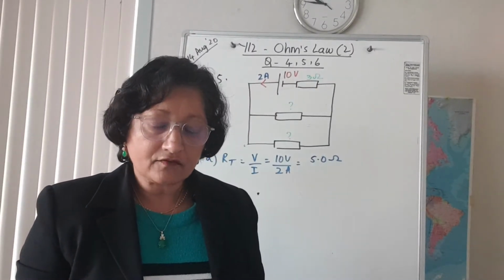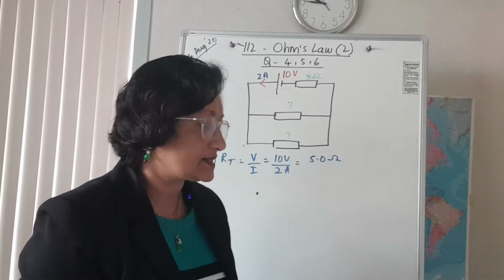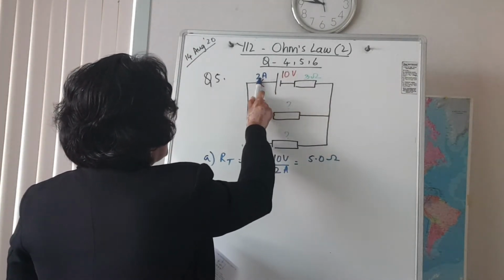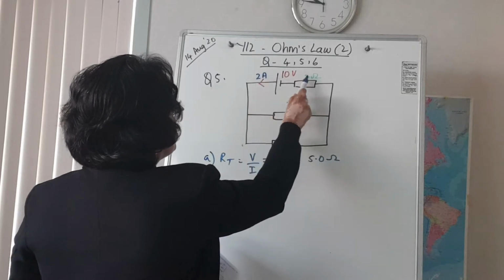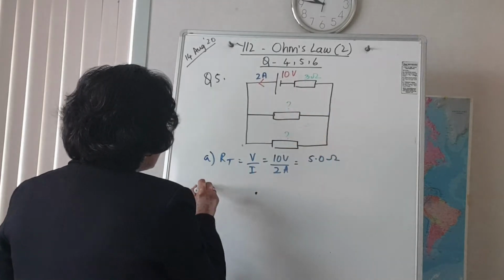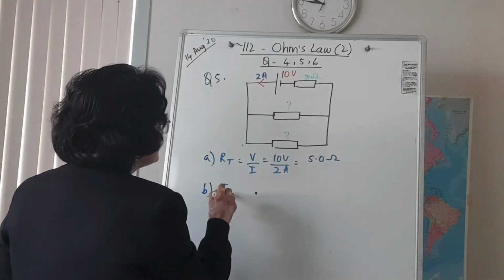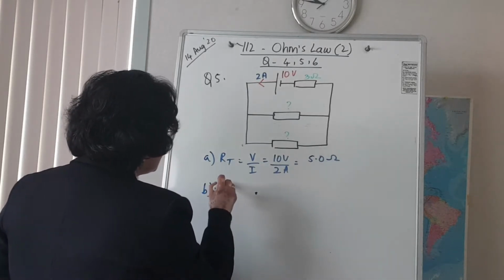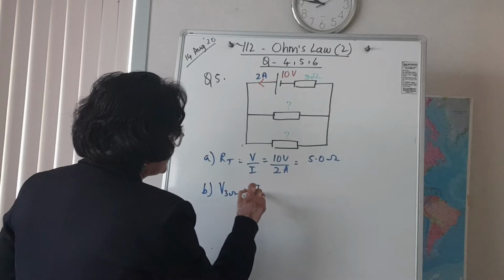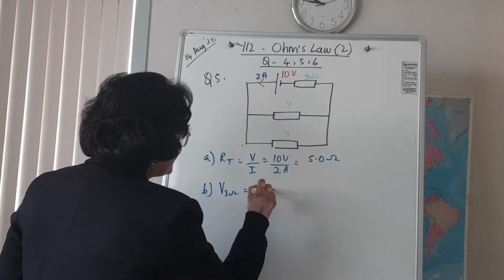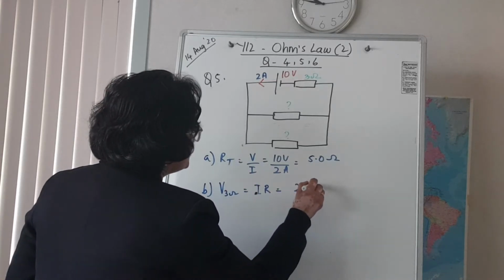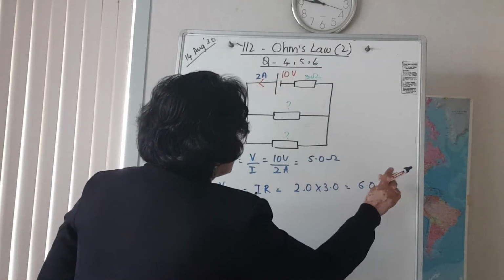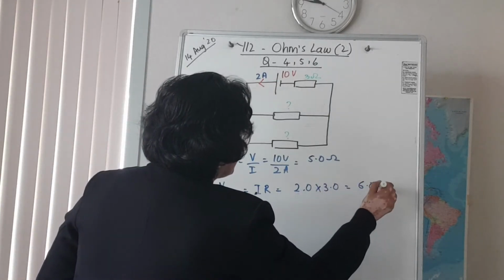Then calculate the voltage across the 3 ohm resistor. In order to calculate the voltage, we just need to know current and resistance. So the voltage across the 3 ohm resistor is current times resistance. Your current is 2, resistance is 3, so you get 6 volts.